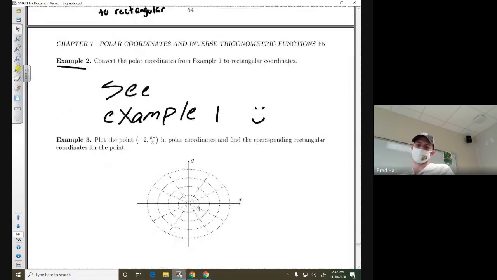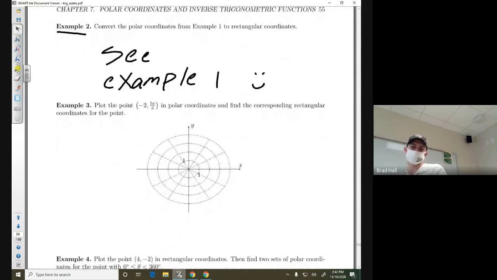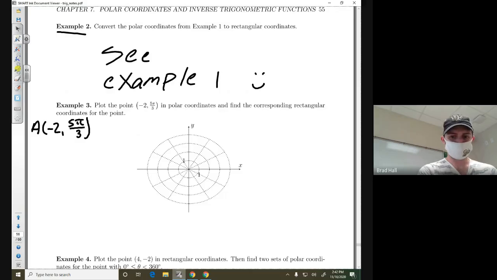Well, just like in example 1, we're going to do one more like it. I guess let's go ahead and go through all of them. So I'm just going to go ahead. We'll call it point A. It really doesn't matter. And 5 pi over 3. Let's go ahead and figure that out.